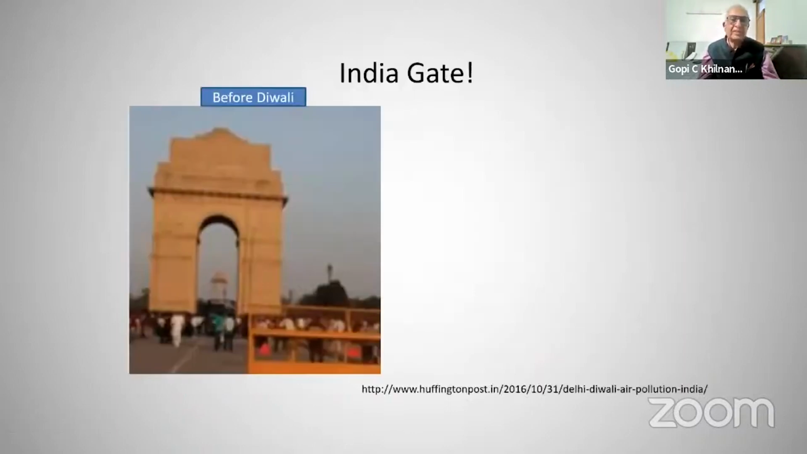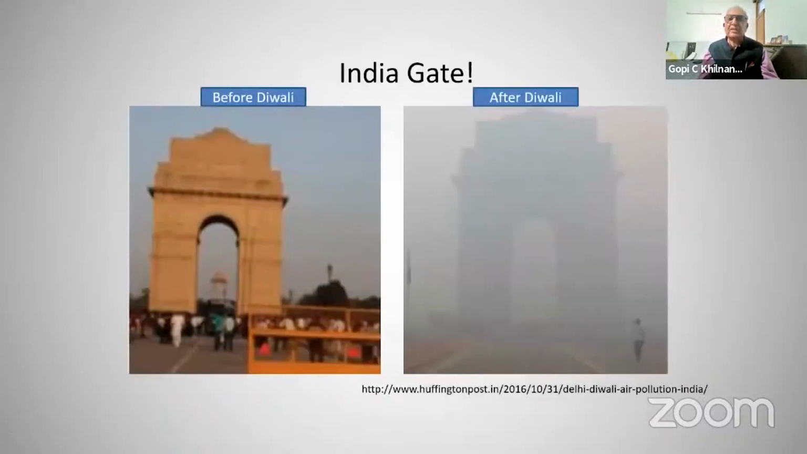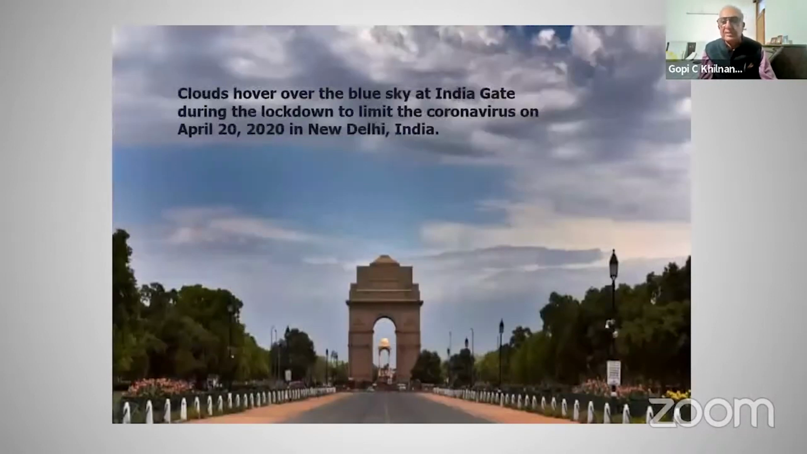And if you see the India Gate before Diwali and this is after Diwali, and the next day you see that you can't even see the India Gate. But what we would like India Gate to be like this. Now this India Gate is at the time when there was a lockdown. There were no vehicles on the road. There were no industries working. You can see the blue sky and clear India Gate. And that's what we would like our air to be. How can we achieve that?